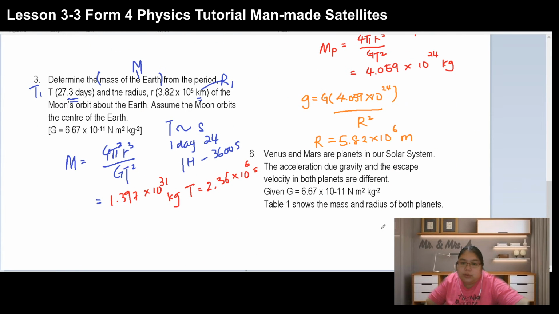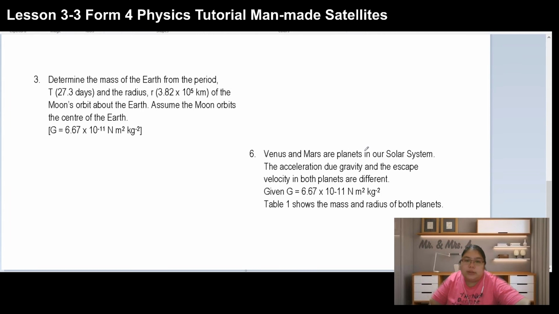Okay, so we go to question number 6. Let me clear first. Okay, question number 6. The planets Venus and Mars in our solar system. The acceleration due to gravity and also the escape velocity on both planets are different. Given G, table 1 shows the mass and radius of both planets. Okay, now we're going to see table 1.